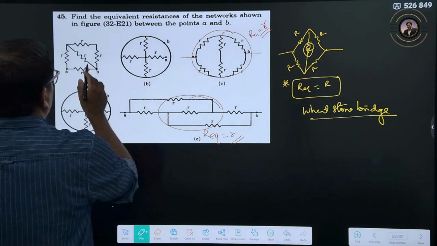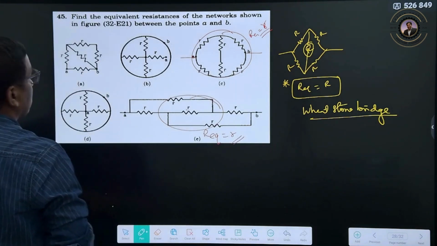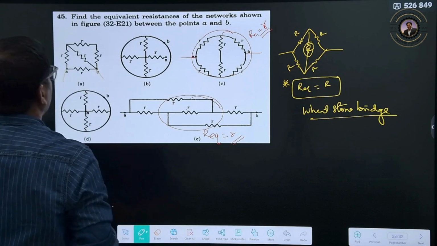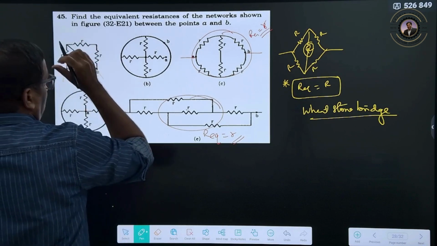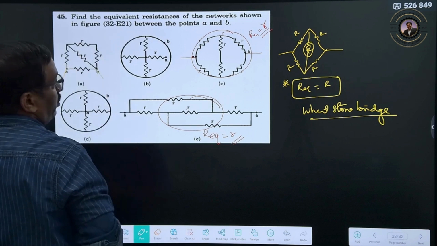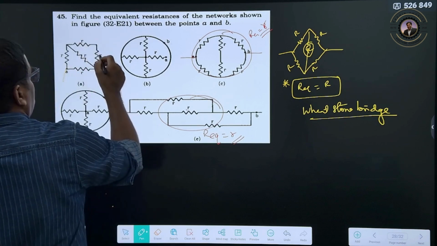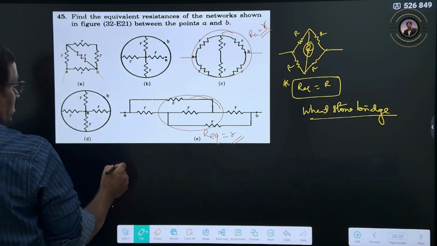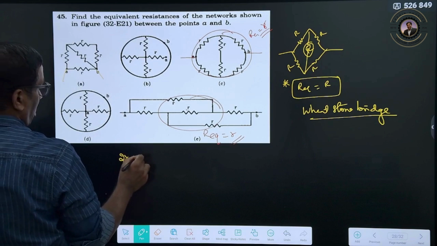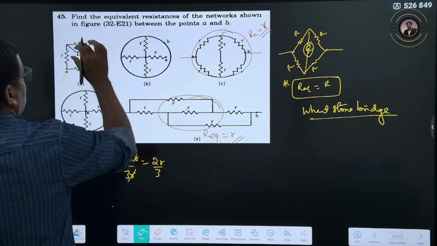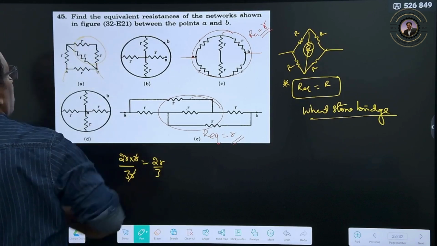Now we'll go for this one. Across AB, this is R and R, therefore here it will be 2R. This is not a Wheatstone bridge. So this is 2R, and this is parallel with this one. Therefore 2R into R by 3R, so R gets cancelled, 2R by 3. So this part becomes 2R by 3.